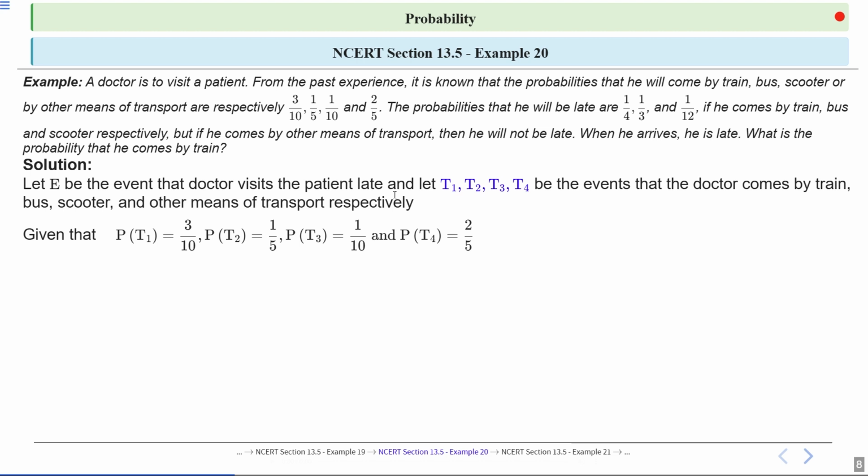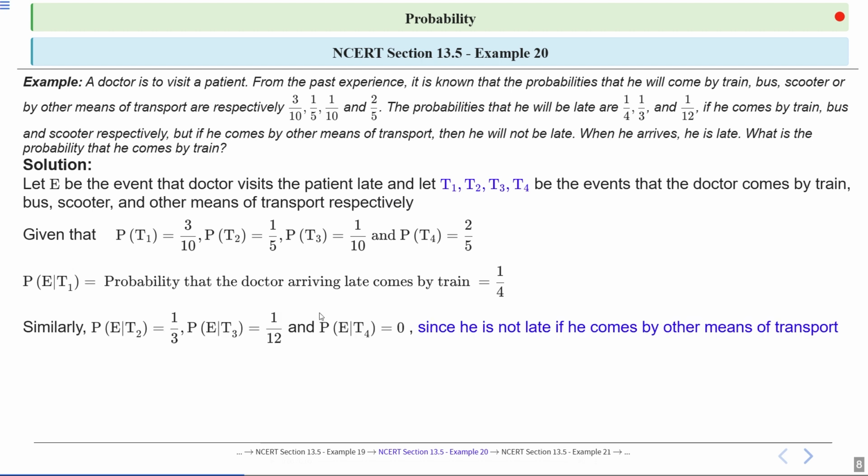These represent the probabilities of 4 mutually exclusive events and their sum is 1. So they form a complete set of outcomes. Probability of E given T1, the probability that the doctor arriving late comes by train, equals 1 by 4. Similarly, probability of E given T3 equals 1 by 12 and probability of E given T4 equals 0, since he is not late if he comes by other means of transport.